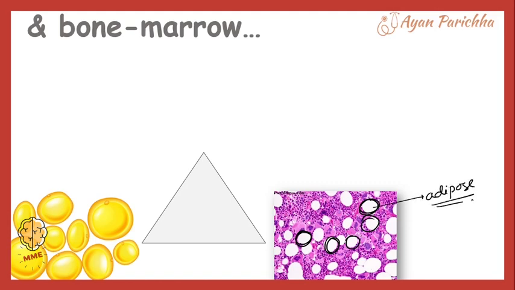Now, this is a picture of yellow bone marrow. See, there are a lot of cells here and there, but there is so much fatty tissue. So we learned about the theoretical aspect, and we learned about the practical aspect that we will be seeing in our anatomy and pathology practical classes. Now come to the clinical aspect of it.